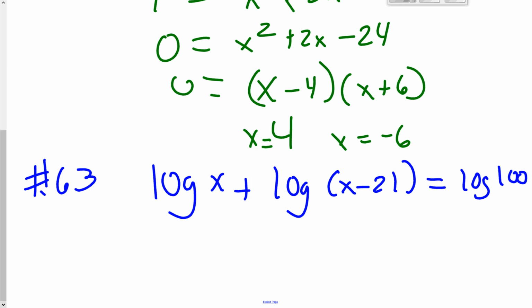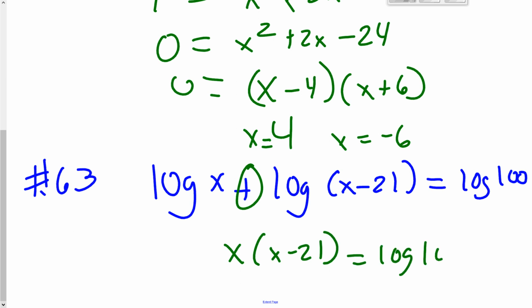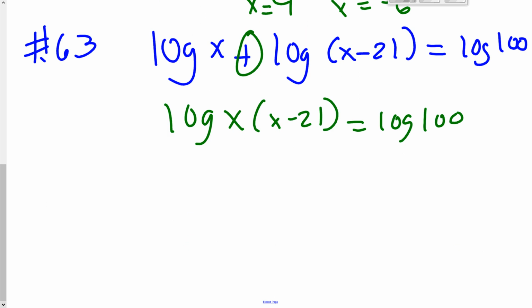So that is number 63. So here we can combine these logs. Since we're adding, that means we're multiplying. So we're multiplying this, and keep it under one single log. And now we can go ahead and actually literally multiply those. And this would probably need to be in brackets like that if I left it like that.